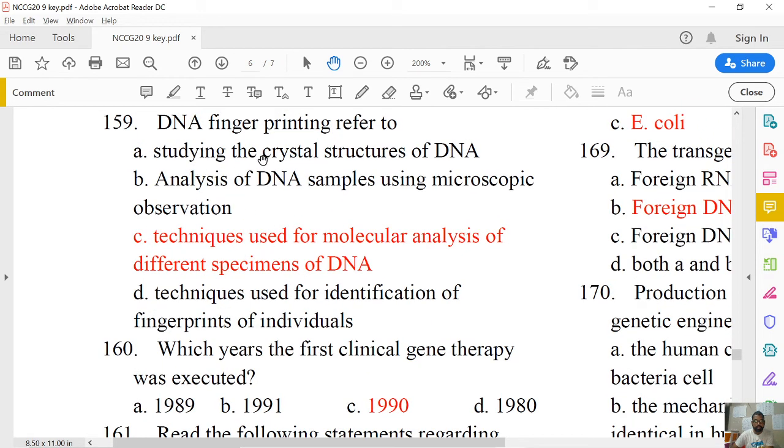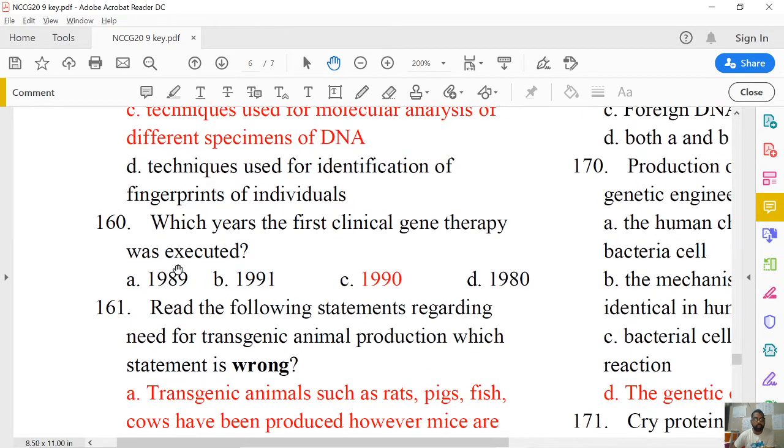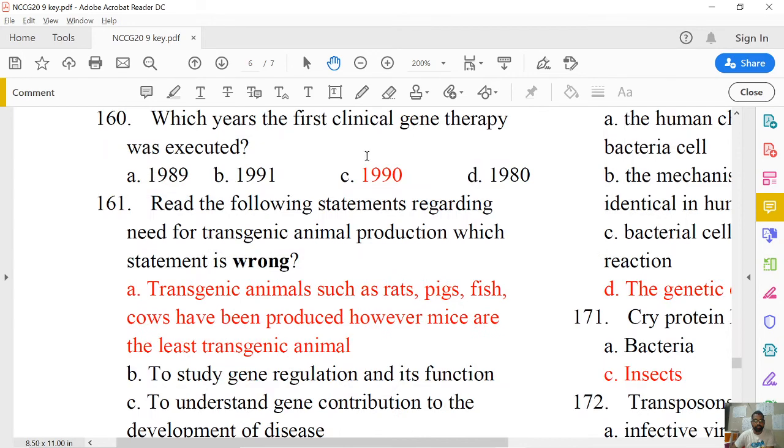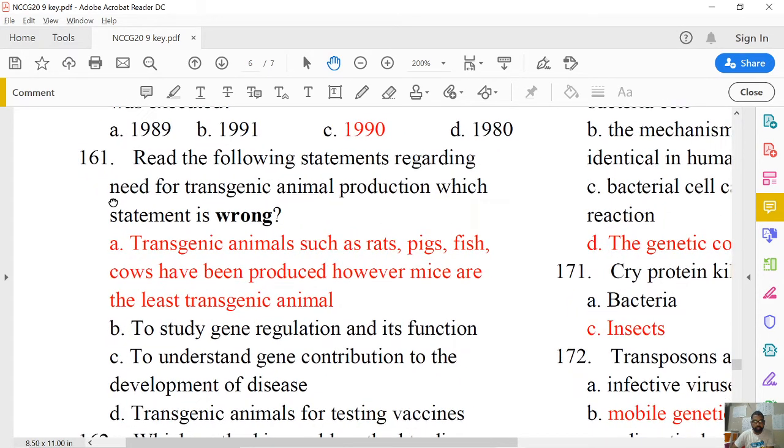So the remaining options are wrong. Not crystal structures, and not microscopic observation, and not for the identification of fingerprint of individual. Which year was the first clinical gene therapy? So which year should it be? It is 1990. The first clinical gene therapy was given to a 4-year-old girl who was suffering from ADA deficiency.